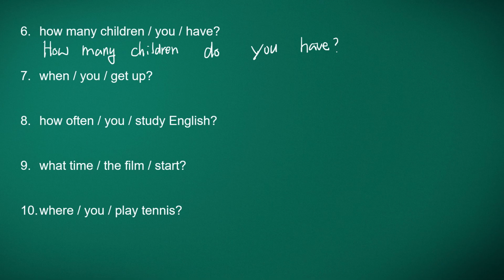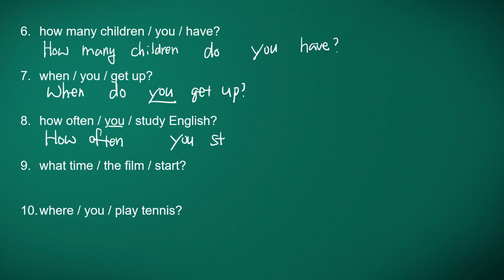And next one, number 7, when is the question word. When you get up. And then the auxiliary we need is do. When do you get up? When do you get up? And number 8, how often? How often you study English? And then we need do for you. How often do you study English?